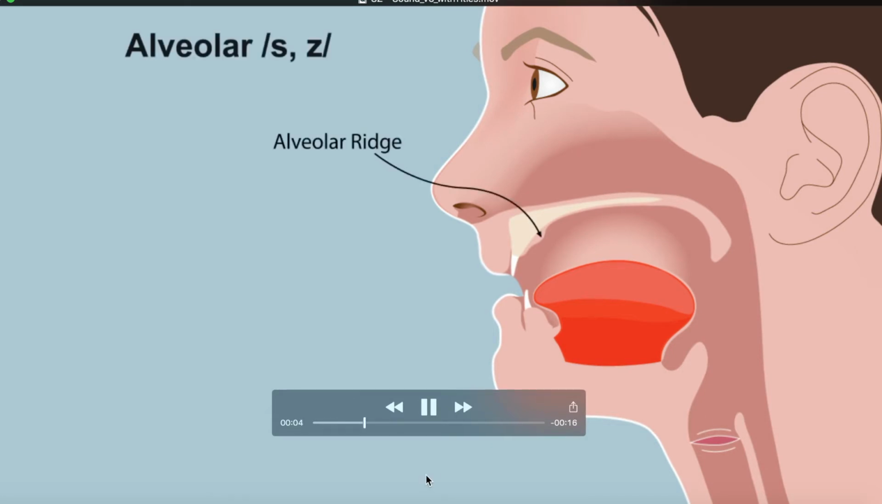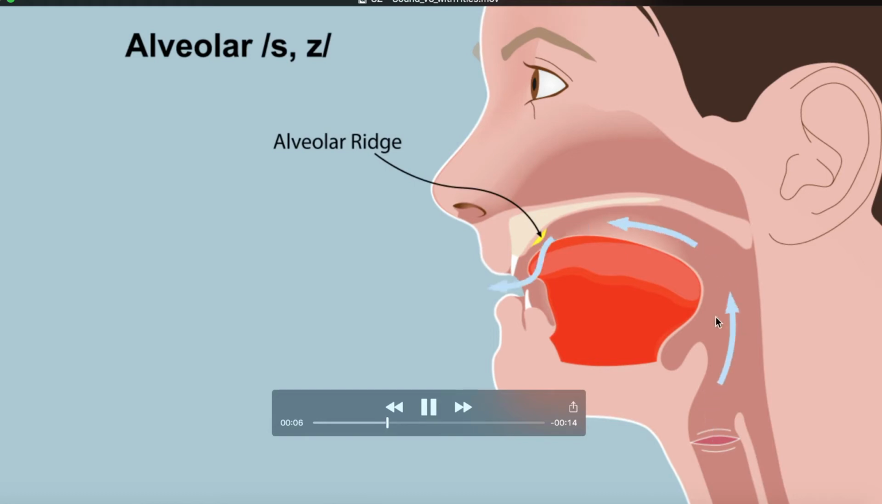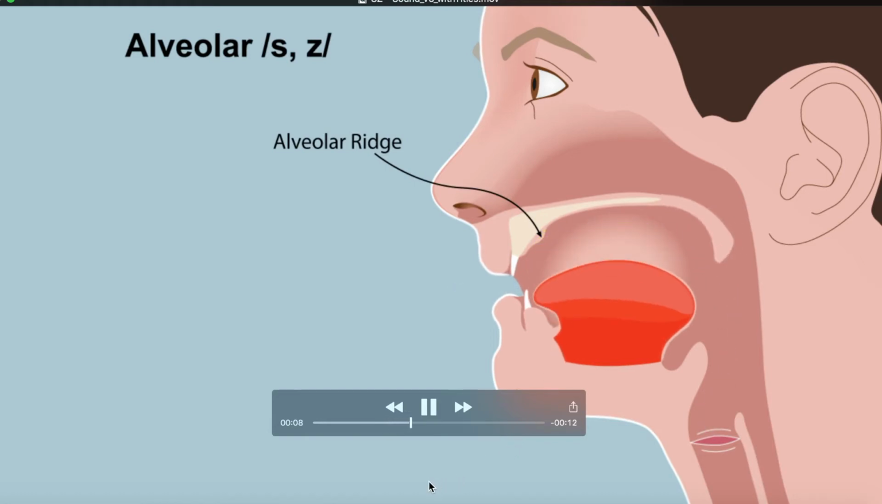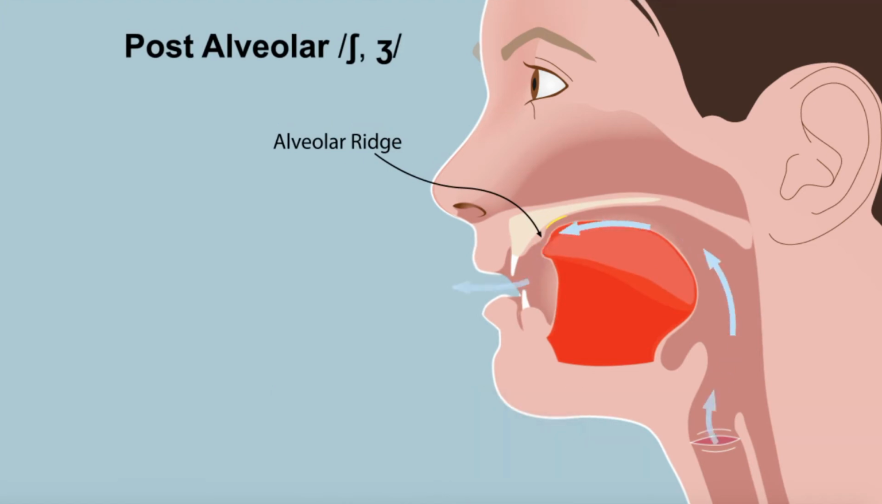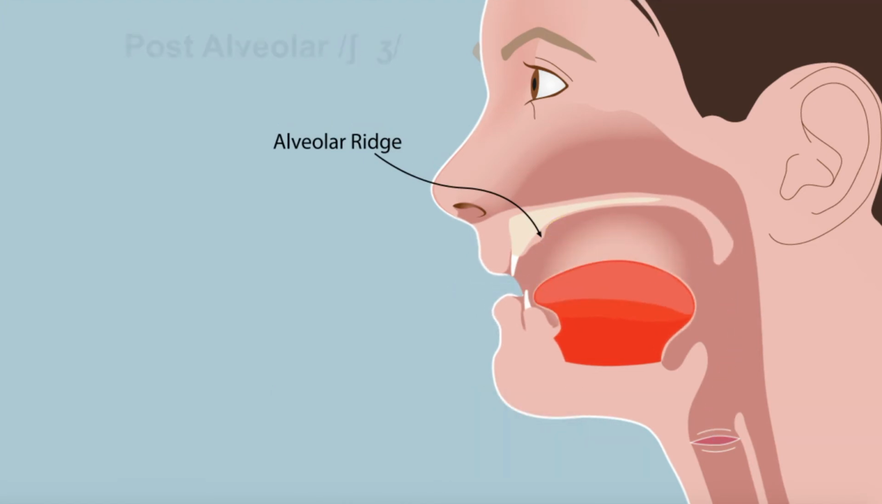Alveolar ridge, soft palate shutting, and that's S. And next up is sh. So there you have it. That's basically the difference between S and SH.